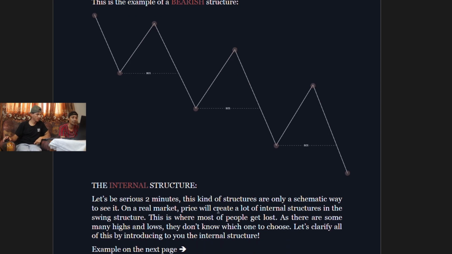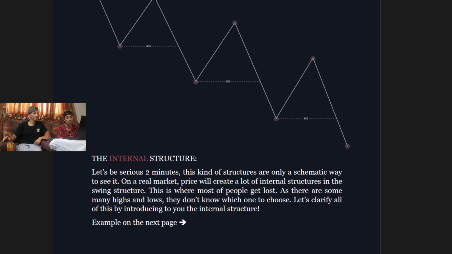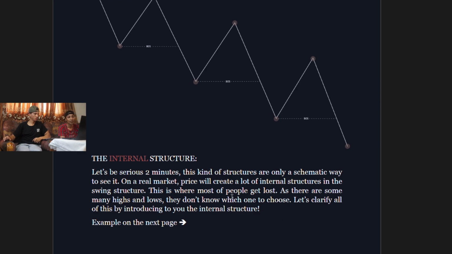Now the internal structure. This is only a schematic way to see it. On a real market, price will create a lot of internal structure within the swing structure. I'm guessing if it creates internal structures, that will probably be on your 15 minute chart, depending on the time frame. This is where most people get lost, as there are many highs and lows and they don't know which one to choose. Let's clarify all this by introducing you to the internal structure.